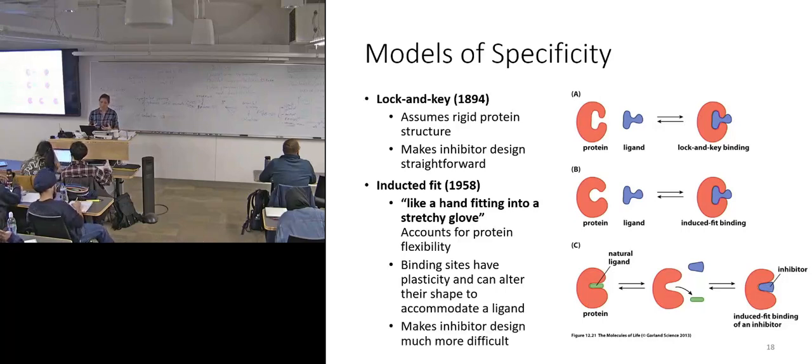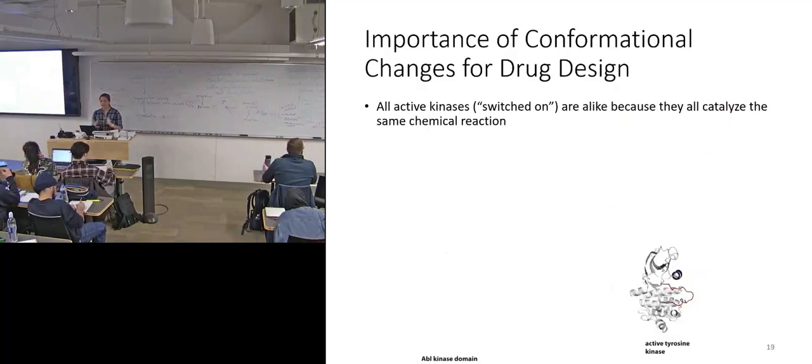And the problem with this is it makes inhibitor design much more difficult. Because basically, if a protein can change its shape in order to accommodate an inhibitor, so can a bunch of other proteins lying around. They'll also change their shape to accommodate the inhibitor, and what ends up happening is lots of unwanted side effects, right? Because you've designed a drug that can weasel its way into a lot of different protein binding sites potentially. So conformational changes in drug design are really important.